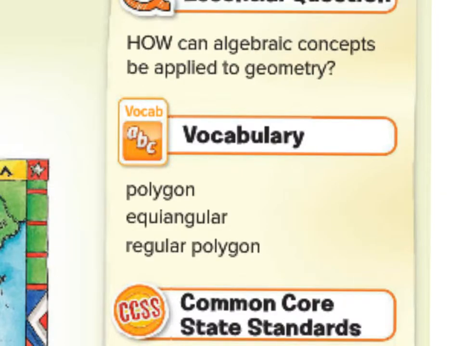In this lesson we will continue to talk about algebraic concepts and how they can be applied to geometry, as well as we're going to look at the word polygon, which is essentially a closed figure made of two or more line segments, and equiangular, which is just the way it sounds. I took the word equal and angle and put it together as one word. It's when all angles are equal in a shape, in a polygon. And a regular polygon, which is the ones that we typically know: rectangle, square, triangle, and so on.